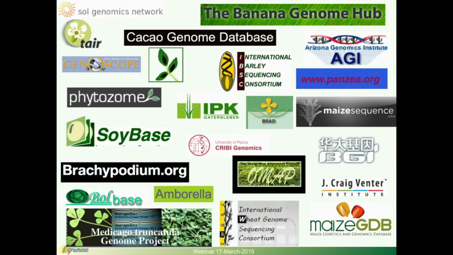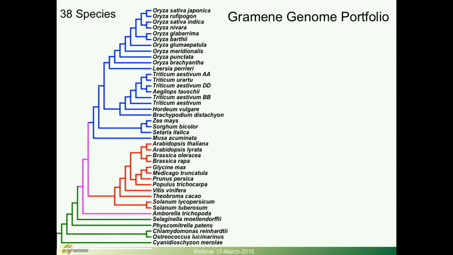So before going on, I want to thank all of the community genome projects. All of the data that we show actually came from publicly funded sources. And currently, our species list is now up to 38. And so this is the Gramene genome portfolio. So we have 38 species, and this is the species tree.